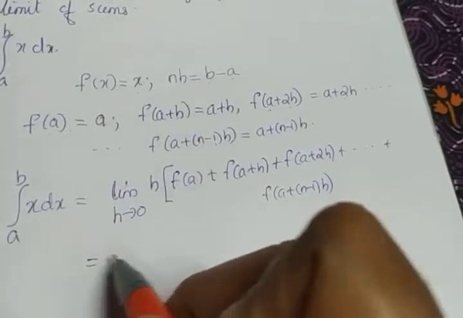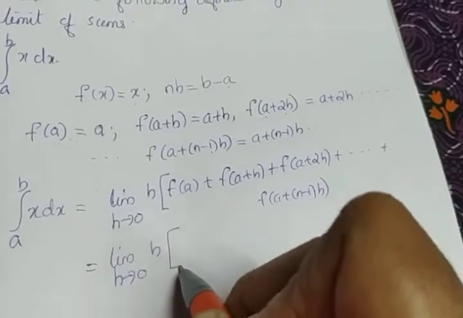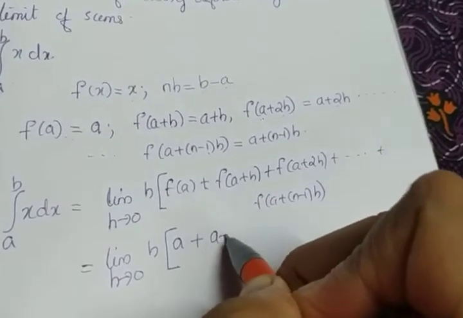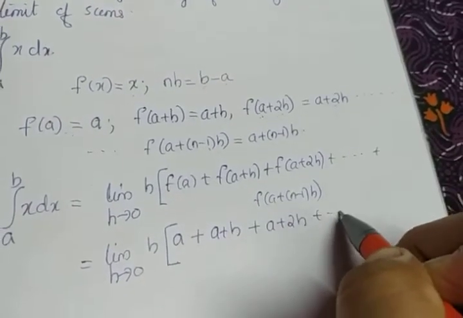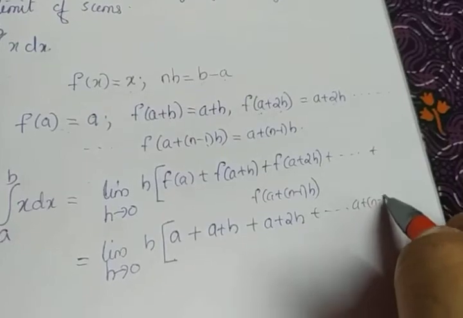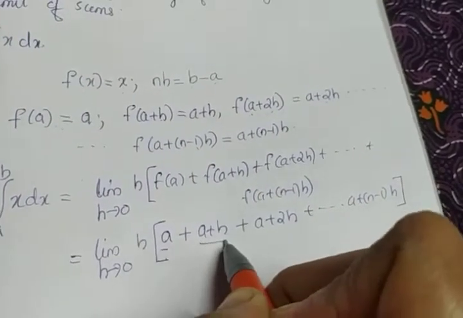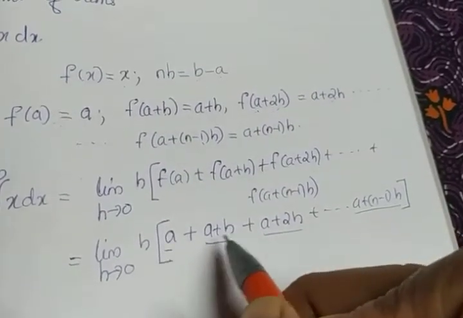So we are going to apply the values. Limit h tends to 0, h into, what is f of a? F of a is a. So a plus, what is f of a plus h? A plus h plus a plus 2h plus etc., a plus n minus 1 into h. So this is the first term, this is the second term, this is the third term, and this is the nth term. In all the terms, a is there.